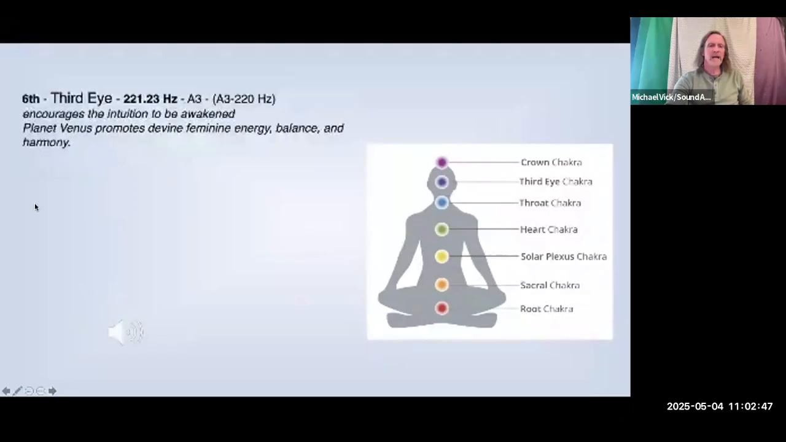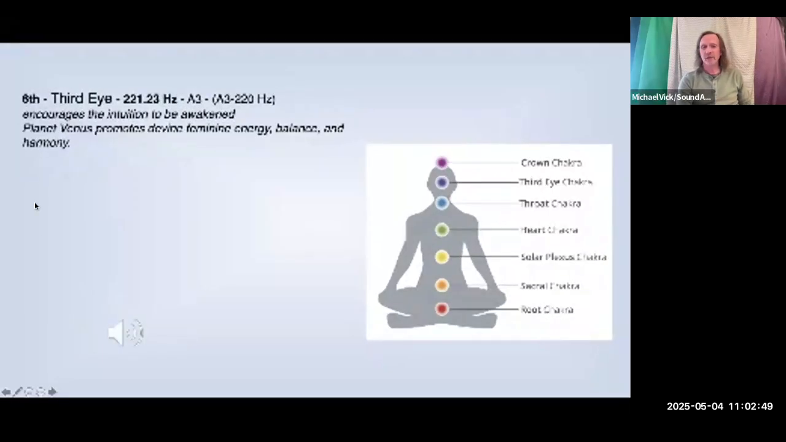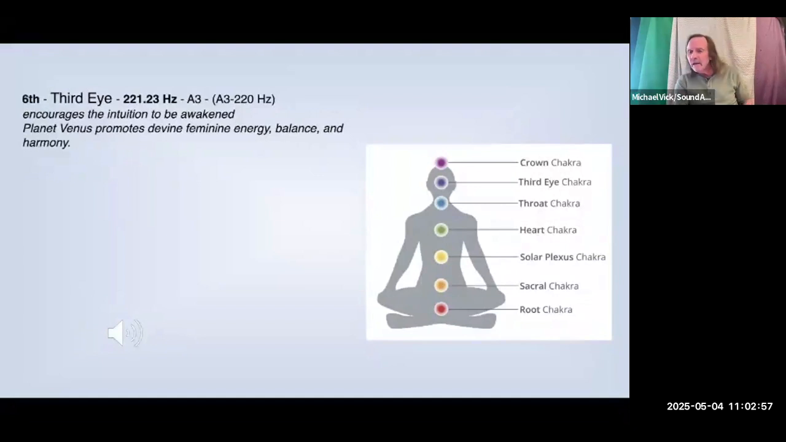So we switch now to the third eye, the sixth chakra. And this encourages intuition to be awakened. And I don't know if there are any women in the group. I can't see everybody now, but this is for planet Venus, which promotes divine feminine energy, balance, and harmony.